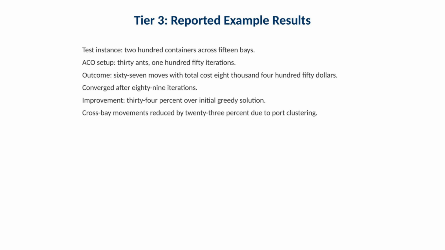The example reports a test with 200 containers across 15 bays, using 30 ants over 150 iterations. It reports 67 moves with total cost $8,450, convergence after 89 iterations, and a 34% improvement over an initial greedy solution.